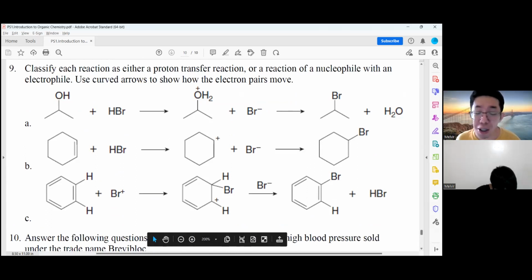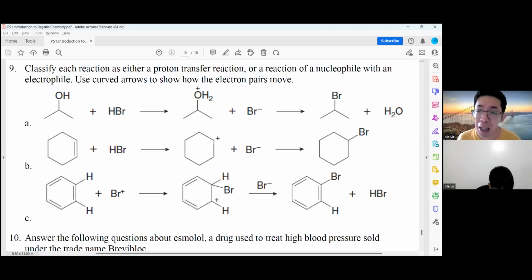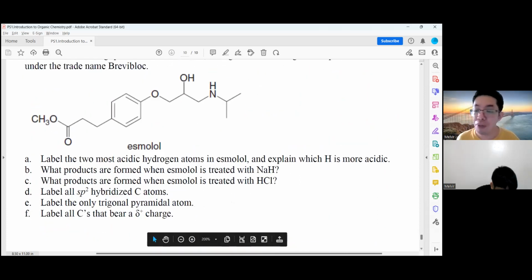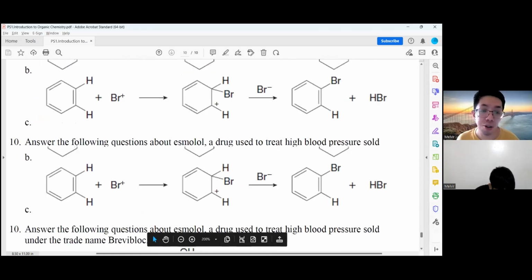Joshua, in resonance structures and even in arrow pushing, your electrons can't jump to very distant atoms or multiple bonds within the same molecule. Usually the immediate or adjacent bond or adjacent atom will receive your electron pairs. Then finally, number 10, we have this molecule and we just need to answer those questions.